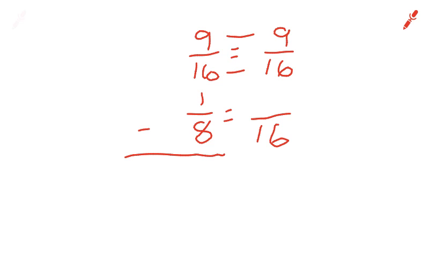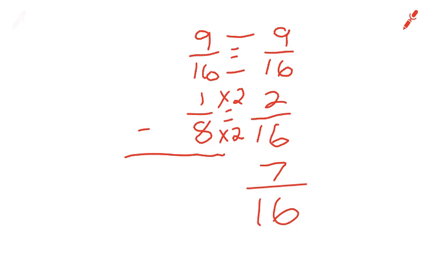8 goes into 16 2 times. So times 2. If we do a times 2 there, we must do a times 2 here. 1 times 2 is 2. Now we're able to subtract. 9 minus 2 gives us 7 over 16. And that can't be reduced, and it is proper, so we are all done. Go ahead, circle your answer for that one. And you guys can do the rest on your own.